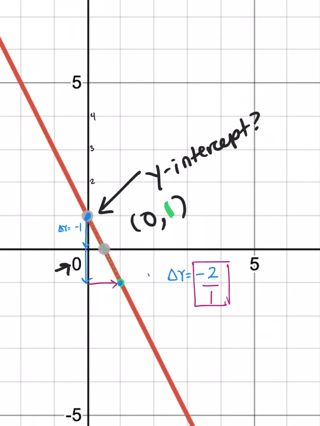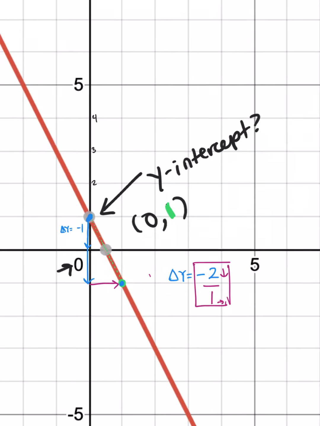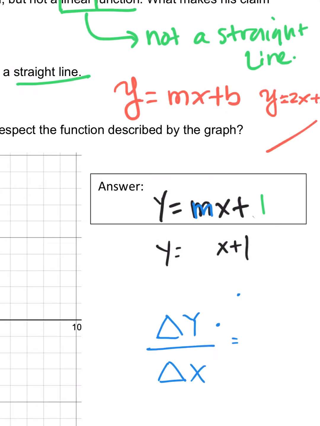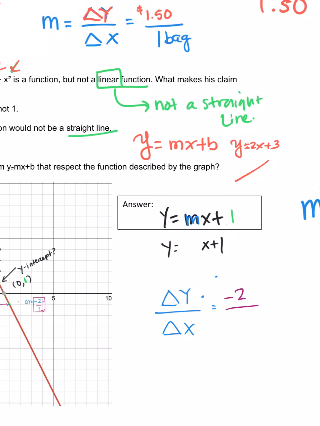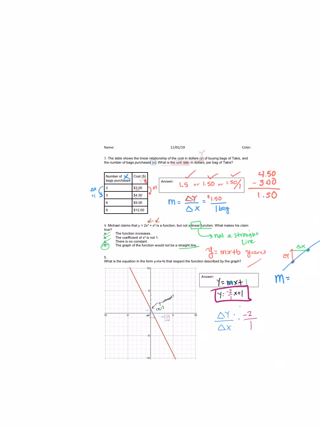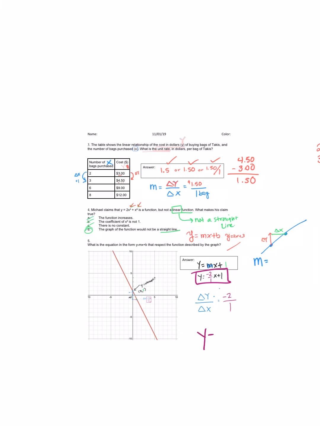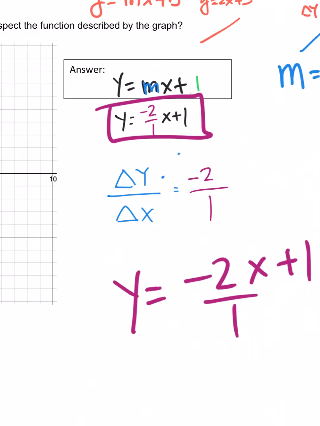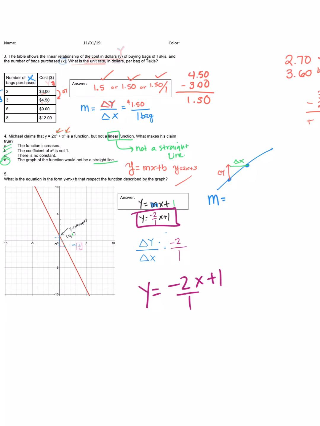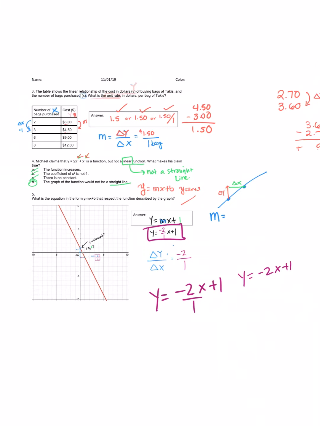So that's your answer. It's -2, or down 2 to the right 1. And isn't that what slope is? Down 2 over 1. So then over here you would delete your m and you put down 2 over 1. And that is your answer. Y equals -2x plus 1. Do you need the 1? No. Could you put it? Yes. Okay? So this is a good answer, or y equals -2x plus 1 is a good answer, okay?